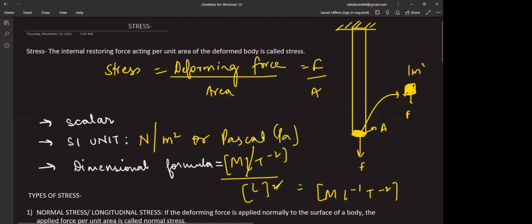Now see, since you do not have a single type of deformation, every deforming force will not produce only one type of deformation. You have studied 3 types of deformations. So depending upon the type of deforming force, you have different types of deformations, different types of stress as well. So types of stresses we'll see later. First, write down this part.